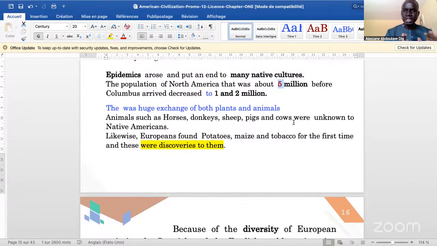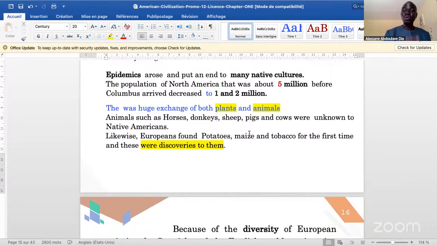There were also positive things. What was it? There was a huge exchange of both plants and animals. In terms of exchange, both Europeans and Americans learned new things from others. Some had the chance to see new plants, others new animals. For example, animals like horses, donkeys, sheep, pigs, and cows were unknown to Native Americans.